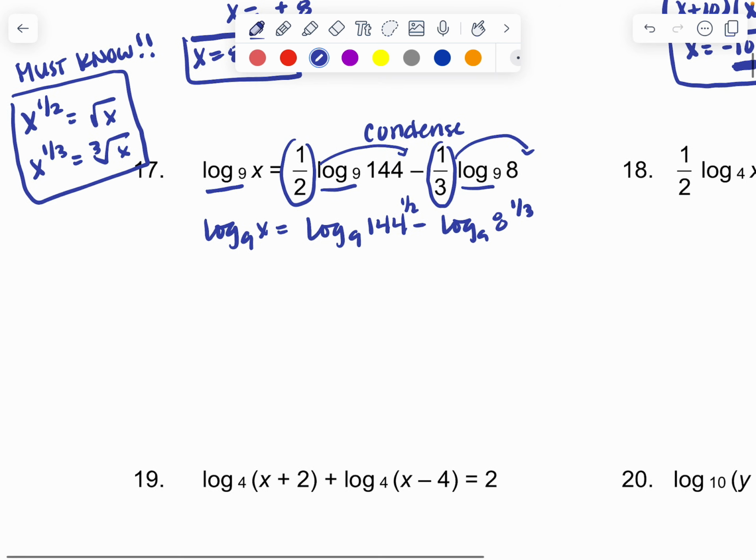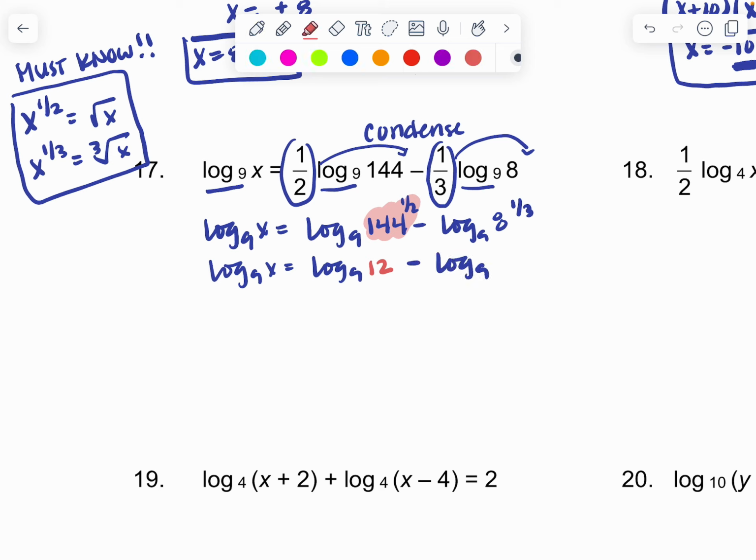Okay, so look, let's rewrite this. So I have log base 9 of x equals log base 9 of, now what is 144 to the 1/2? Remember, taking the 1/2 power means just taking the square root. The square root of 144 is 12. Okay, and then I have this minus log base 9 of, and again, 8 to the 1/3. Taking something to the 1/3 power is the same as cube rooting it, so the cube root of 8 is 2.